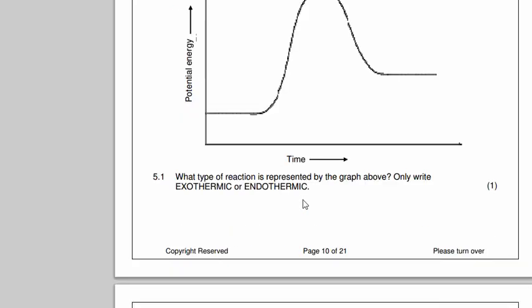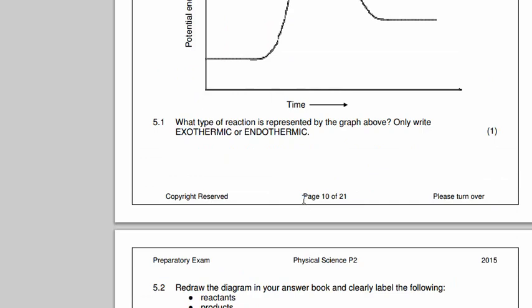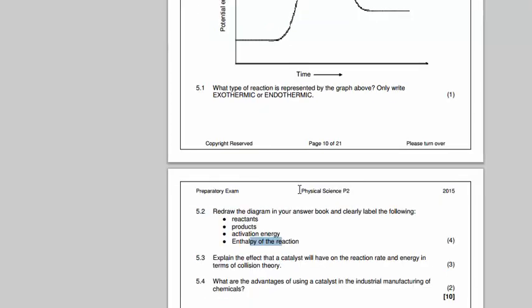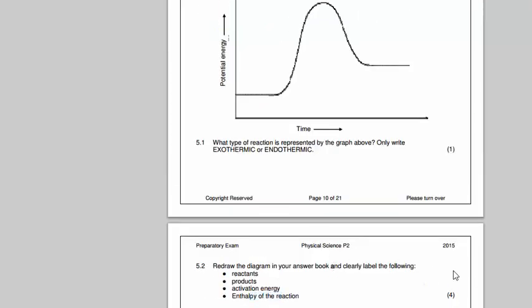So we have to do products. Let's make this smaller. Products. Can you read there? So that's reactants, products, activation energy, and enthalpy of the reaction. The reactants would be at the start, so we'll name the reactants here. And then the products would be at the end. Yes, there at the end, we'll write products.